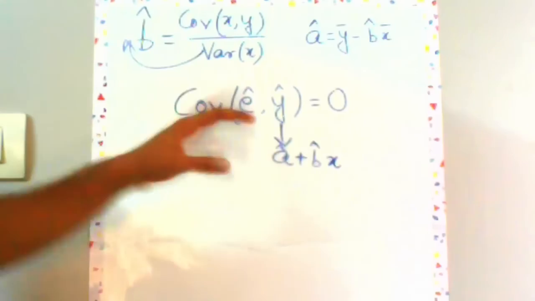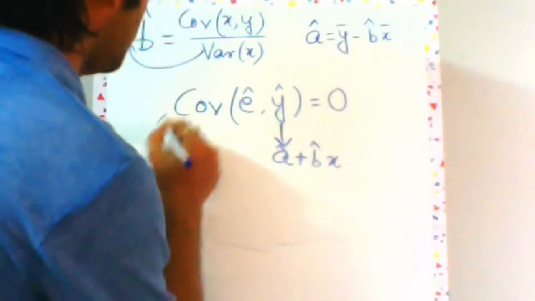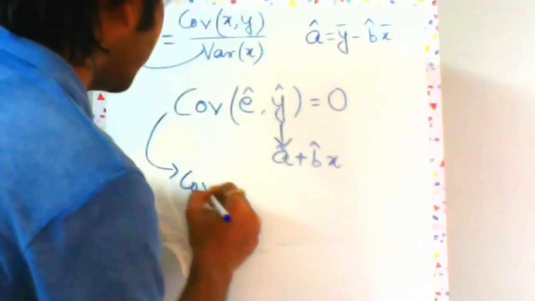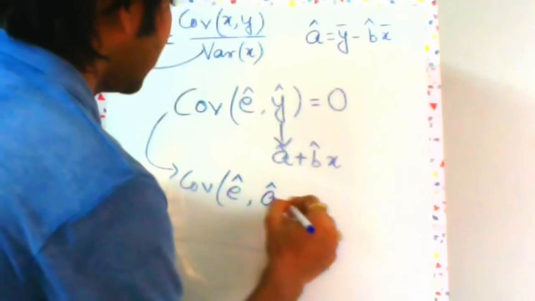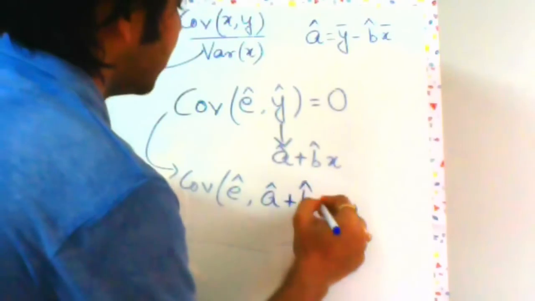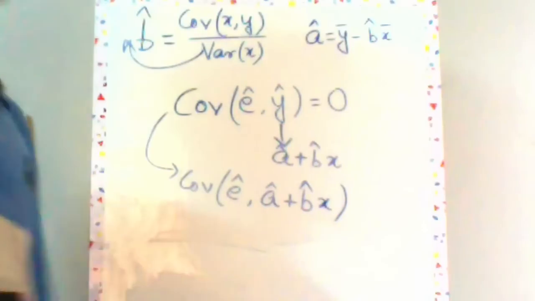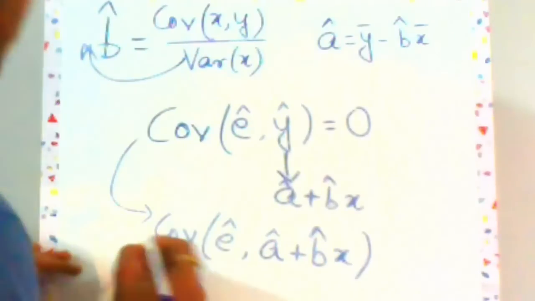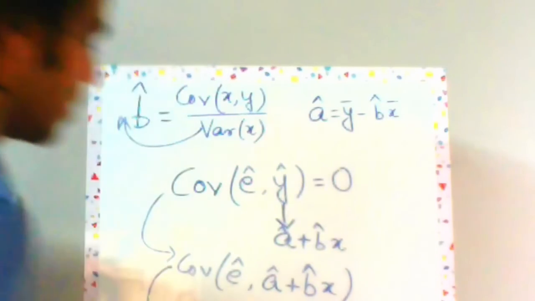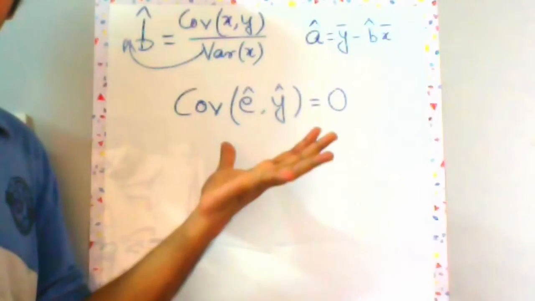So the moment you want to find out the covariance between these two quantities, what you will get is covariance of e hat and a hat plus b hat x. Now a hat and b hat are constant values, the estimated constant values. So it will be equal to 0. This result has a very important application.